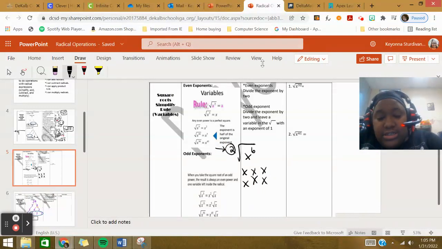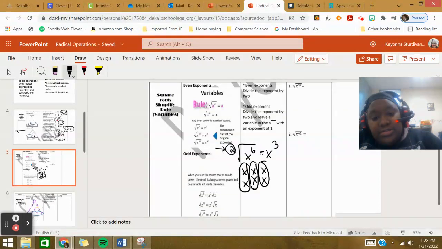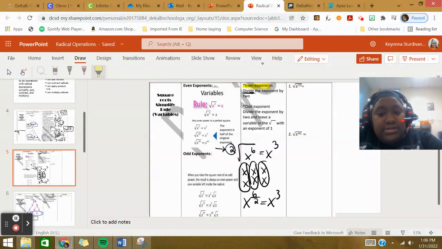I need 2. So looking at the 6 x's, how many groups of 2 do I have, or can I pull out? You got 1 set here. I got 2 sets. I have 3 sets. So this is the same as saying x to the 3rd power. Now, instead of writing the extended form, the easiest way to do it is, again, just divide. I can say x to the 6th divided by 2, and that's equal to x to the 3rd. Okay? So if the number is even, which is why I say even here, let me highlight that. If the number is even, just divide by 2.